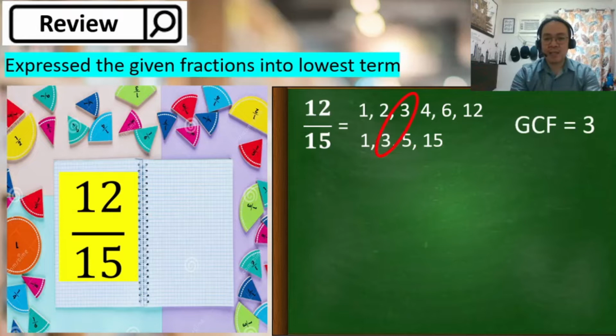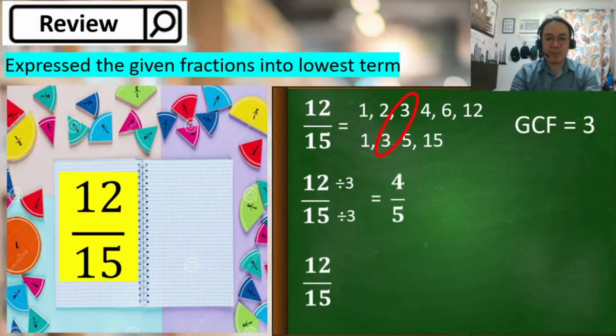The next step after getting the greatest common factor of 12 and 15, we will be dividing the numerator and then the denominator by its greatest common factor. So, our given numerator is 12 divided by the GCF, which is 3, that will be 4. 15 divided by the GCF, which is 3, that will be 5. Therefore, 12/15ths expressed in lowest term is equal to 4/5.